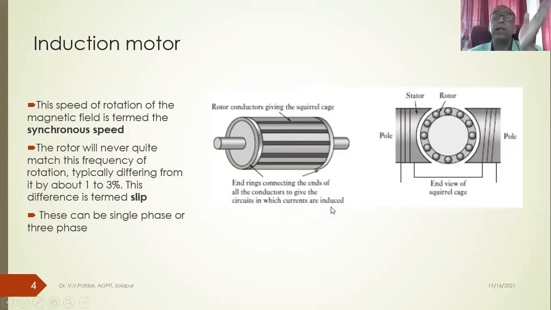Currents are induced. These conductors are in your rotor, and with the end plate those are short circuited, so to say, right? Those are connected. But what is the role of that conducting wire? See here, end view of the squirrel cage. Now what does squirrel mean? Khārutāī. Why call it a squirrel cage? Just as stripes are seen on a squirrel, it appears like a squirrel cage, right? It has a mesh-like appearance, that is why it is called a squirrel cage.